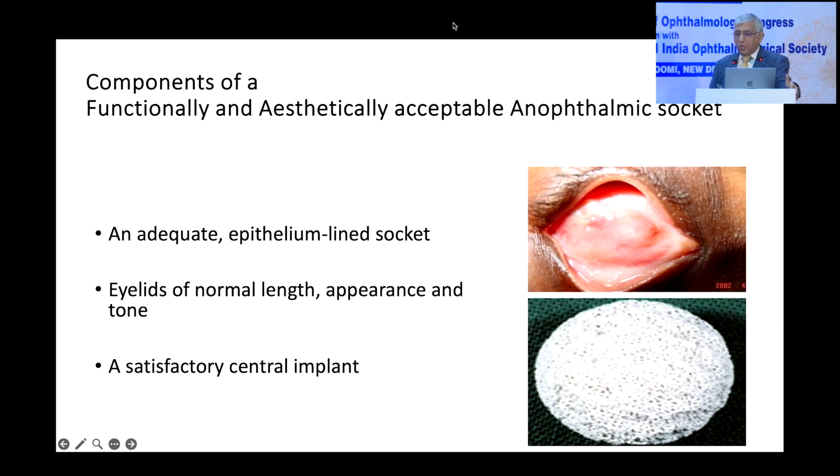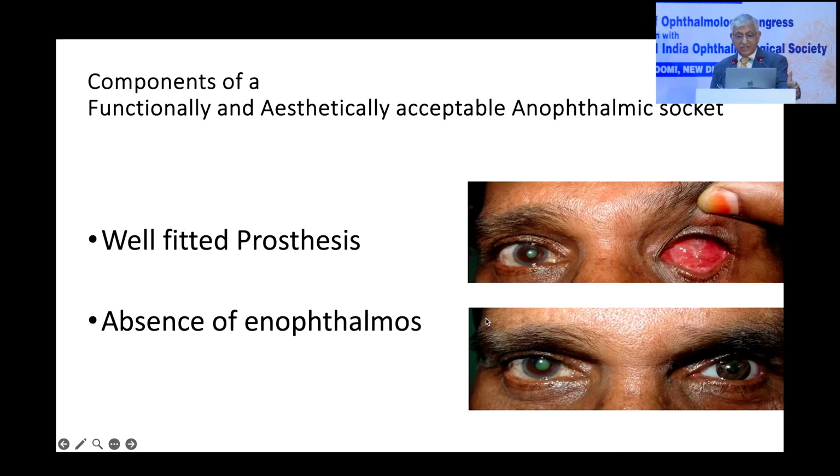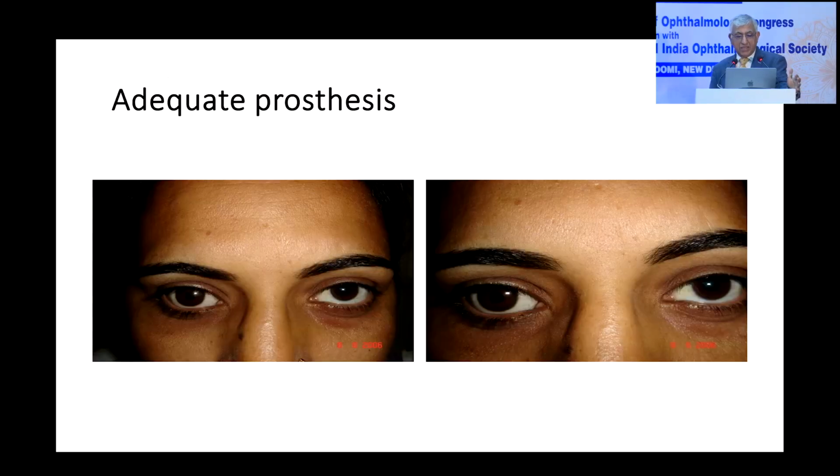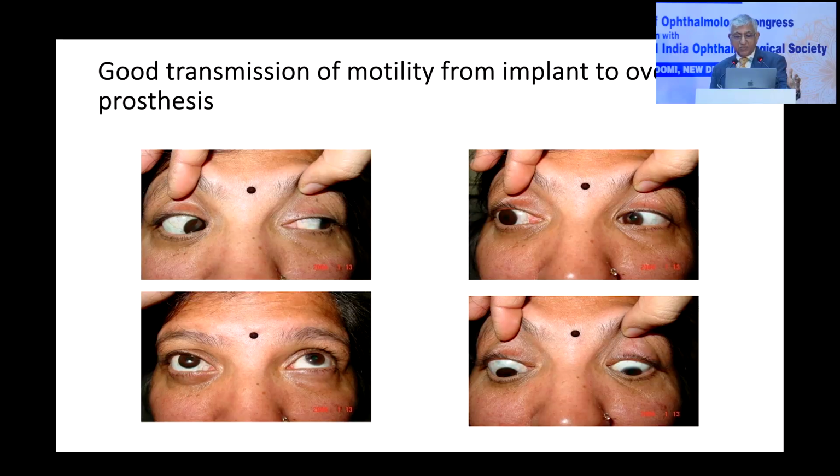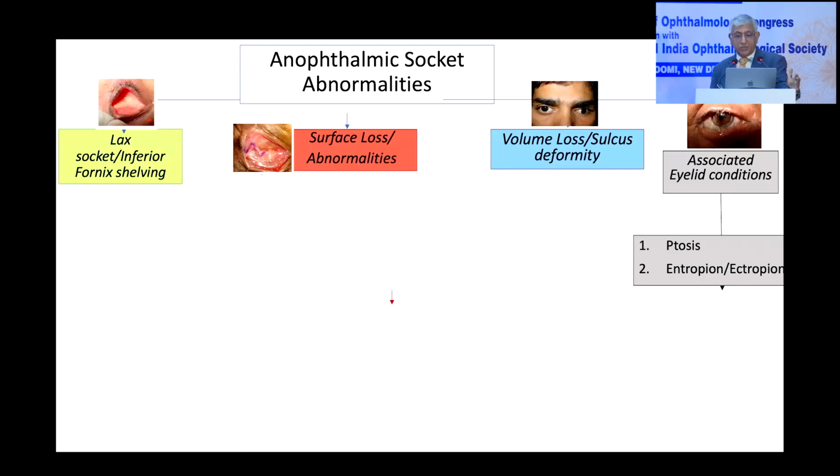So when we talk about a cosmetically and functionally acceptable anophthalmic socket, we look for an adequate epithelium-lined socket, eyelids of normal length, appearance and tone, and a satisfactory implant inside the orbit to create the volume, a well-fitted prosthesis, and absence of volume loss. As you see here, a prosthesis which looks very much like the natural eye and has good motility.